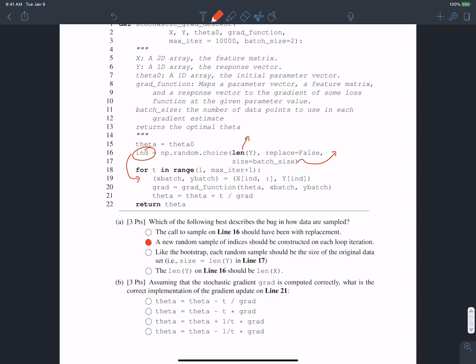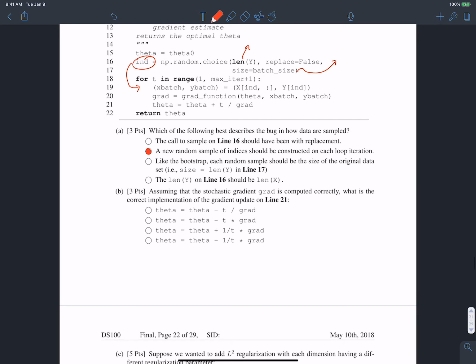In part B, assuming that the stochastic gradient grad is computed correctly, what is the correct implementation of the gradient update? Recall, the gradient descent update equation looks something like theta at time step t plus 1 is theta at time step t minus alpha, where alpha is our step size, times the gradient of our loss function. Right off the bat, we can get rid of two options. We can get rid of the third one because there we're adding something times our gradient, which is not what we want. And we can get rid of the first option because we're dividing by our gradient instead of multiplying by the gradient. So that leaves us with the second option or the fourth option.